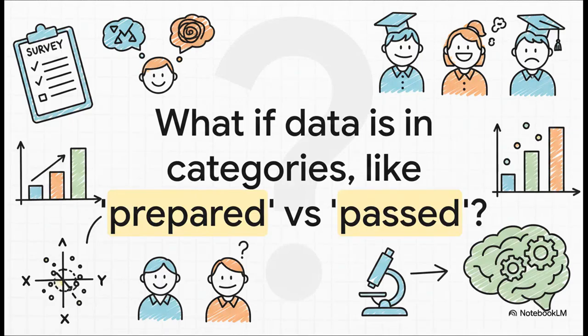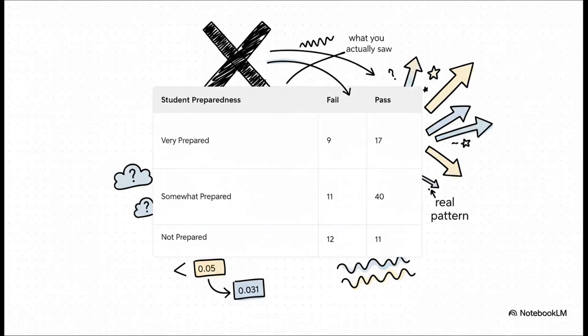But okay, what happens when your data isn't in nice, neat averages? What if you're working with categories? Like say you ask students how prepared they felt, very prepared, somewhat prepared, or not prepared, and you want to know if that feeling has any connection to whether they passed or failed. For a question like that, you pull out a different tool from the box.